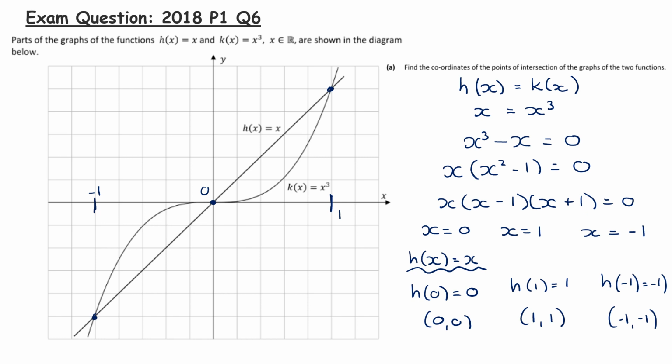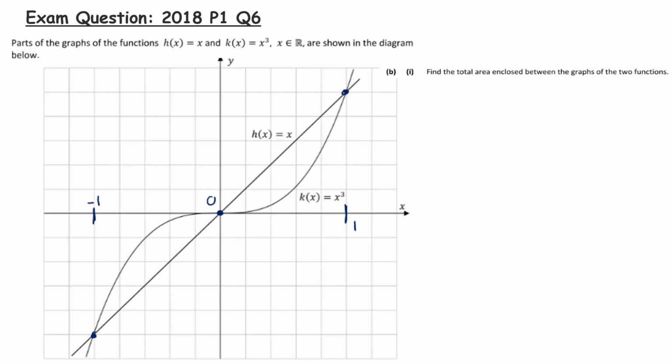Some common errors that can happen here: students often divide across by x rather than pulling it out. It's really important that we never divide across by the variable, because if there's a variable there, it means that we need it. We need to get that third answer, especially when you look at the graph and see that we are looking for 3 places where they meet.